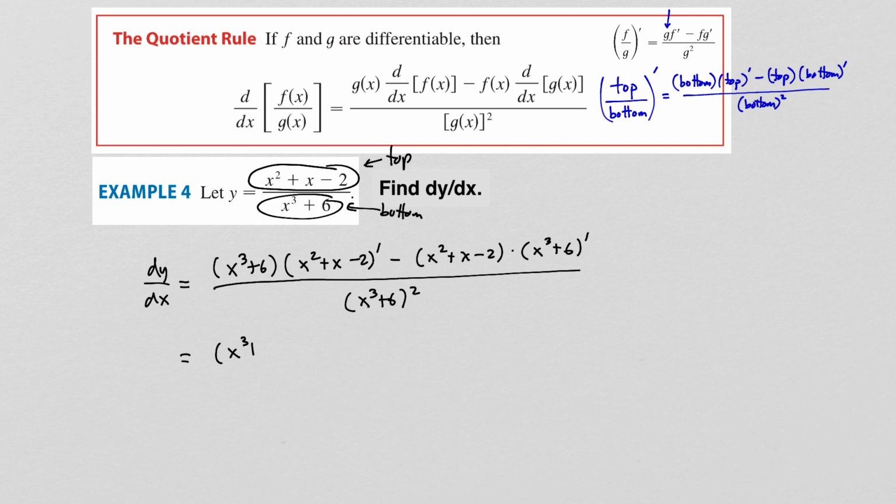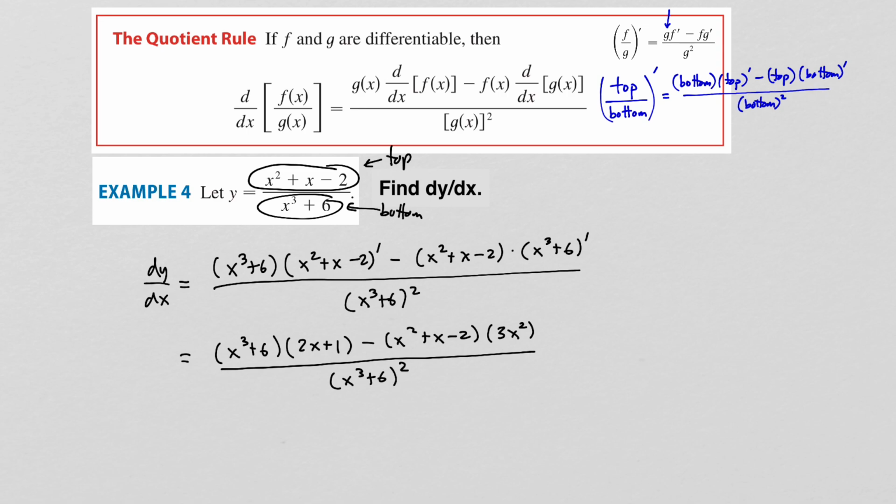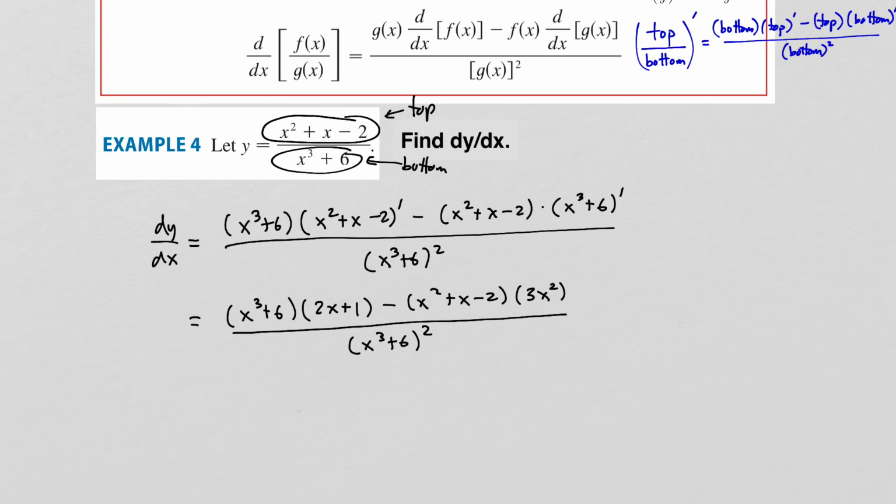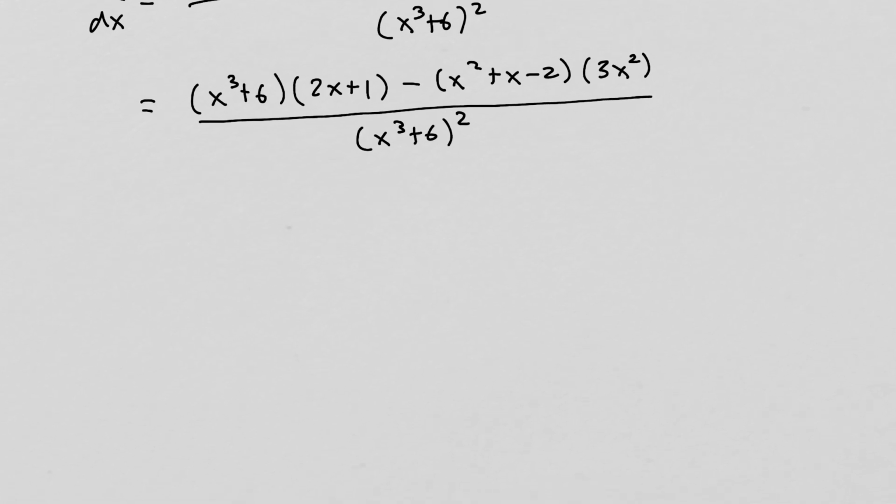Okay, now let's go ahead and take these derivatives. So we have x cubed plus 6 multiplied by the derivative of x squared plus x minus 2, which is 2x plus 1. Then we have minus x squared plus x minus 2 multiplied by the derivative of x cubed plus 6, which is 3x squared. And then don't forget the bottom. So we're going to divide by the bottom function quantity squared.